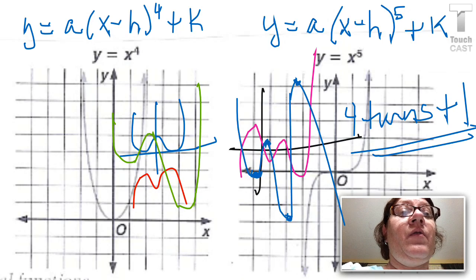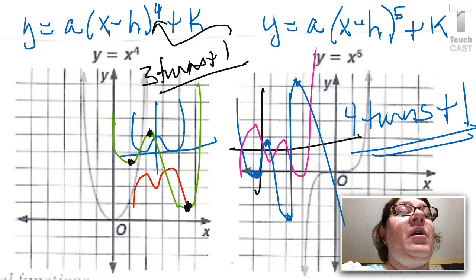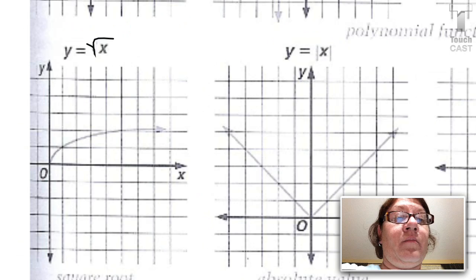Just like over here on this first one, when I'm looking at the green graph, I have 1, 2, 3 turning points. So 3 turns plus 1 means I have a minimum of degree 4. This could be a degree 5 or a degree 7, something odd. We'll talk about the location of the endpoints as we move through the functions.